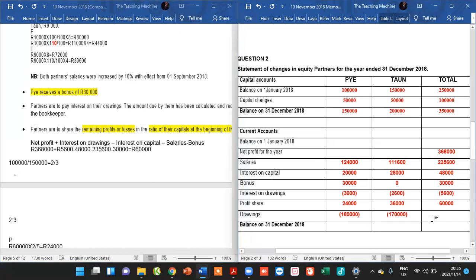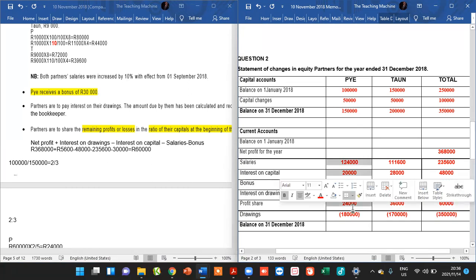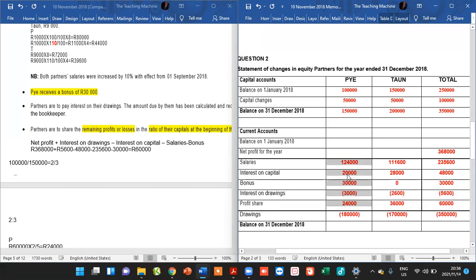170 plus 180. 250,000 in brackets. 350,000 in brackets. Okay. Now, please help me work out the net profit for each partner. For this partner, 124 plus 20,000 plus 30,000 minus 3,000 plus 24,000.